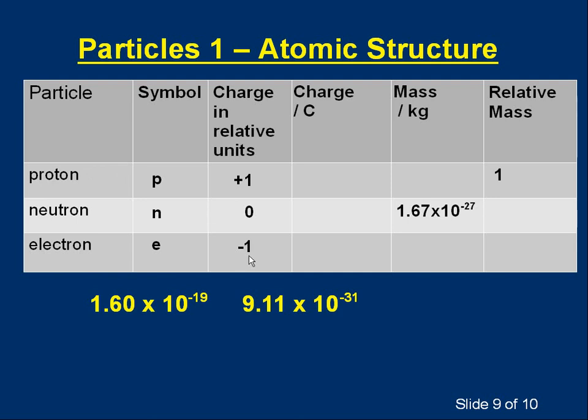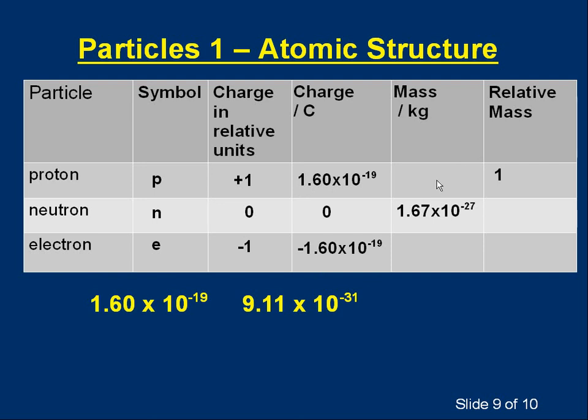In coulombs, I hope you've looked at the figures on the screen and been able to work out that it's this one, 1.6 times 10 to the minus 19. That's the charge on the proton. We could put the positive sign in. That's optional, doesn't matter if you omit it. Neutron 0, electron minus 1.60 times 10 to the minus 19.